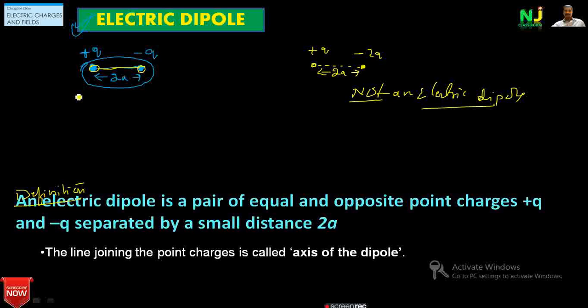The length of the dipole axis is equal to 2a. What is the length of the dipole axis? It is always equal to 2a. The midpoint of this dipole axis is called the center of the dipole, which divides the dipole equally from the positive charge and the negative charge. This is a simple definition of the electric dipole.